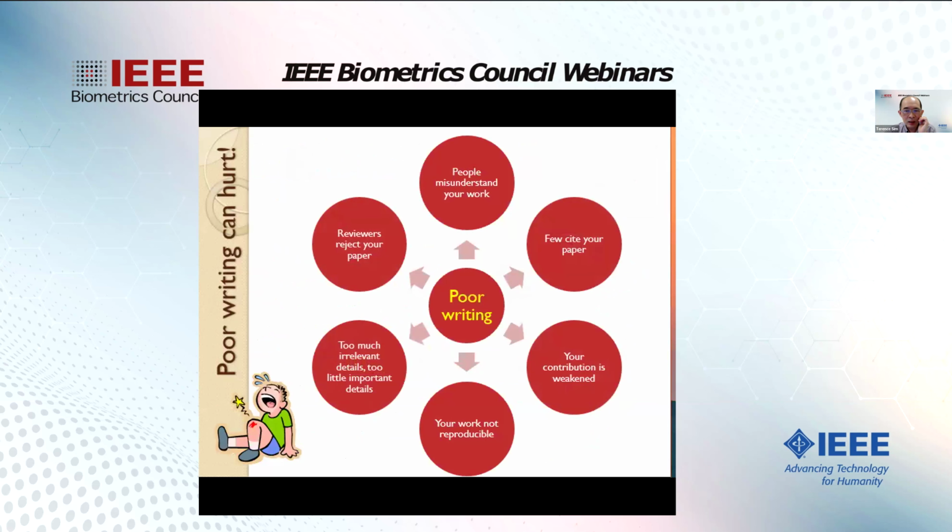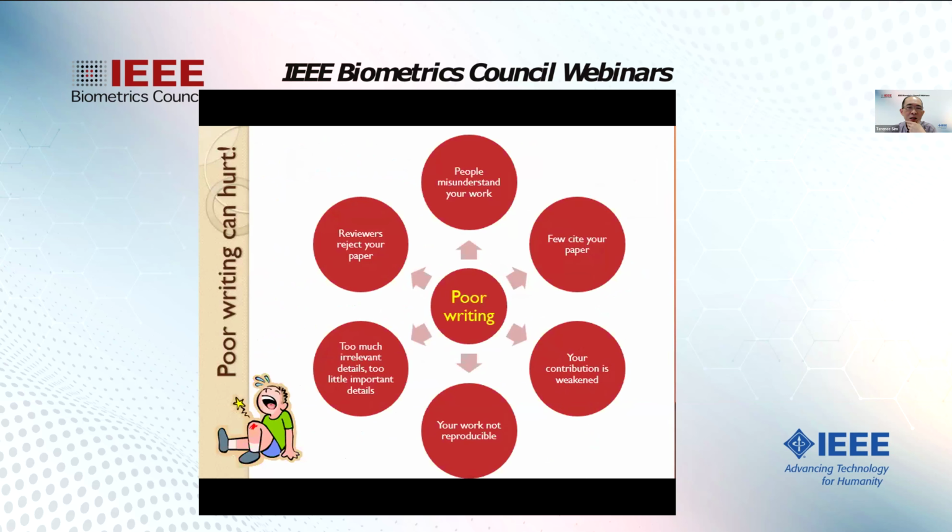Okay, so let's get back to the presentation. This is obvious, but I thought I should share this slide. Poor writing can hurt you. These are the various ways: people can misunderstand your work, few people will cite your paper, your contribution is weakened, your work is not reproducible, etc. And I guess the scary thing is reviewers would reject your paper. All of us have to submit our papers. If you don't write well, your reviewers misunderstand, and they're going to just say reject. That's the last thing you want to happen.